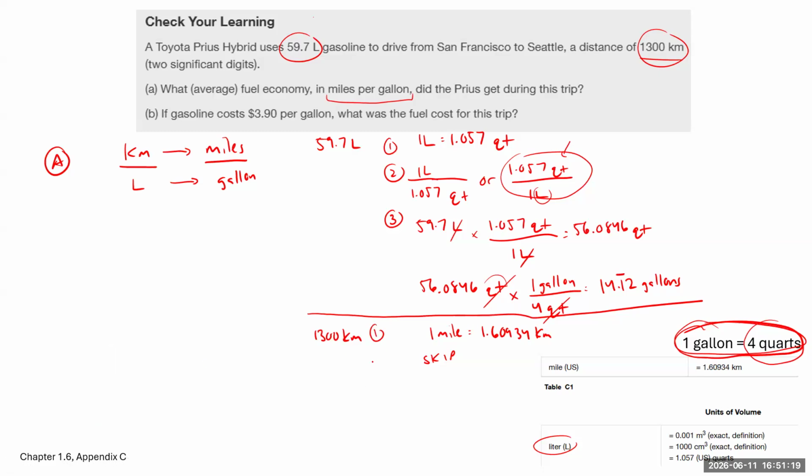So this is step 1, step 2, step 3. We're going to say 1,300 kilometers. We know we're going to have to put the kilometers on the bottom: 1.60934 kilometers, and this is 1 mile, right? So we're going to cancel the kilometers, and that's going to equal 1,300 divided by 1.